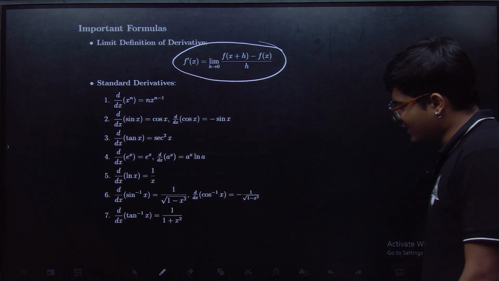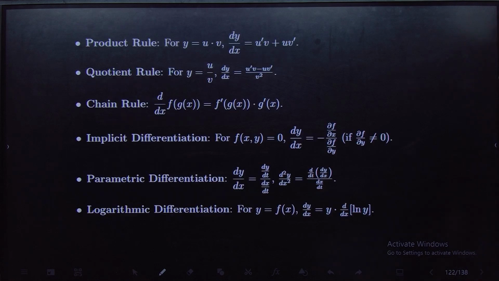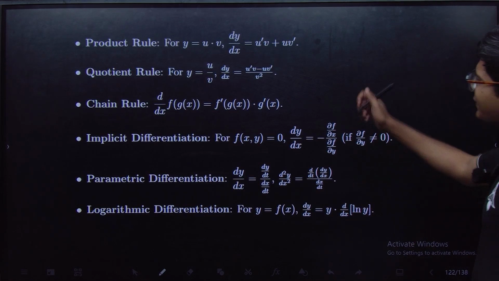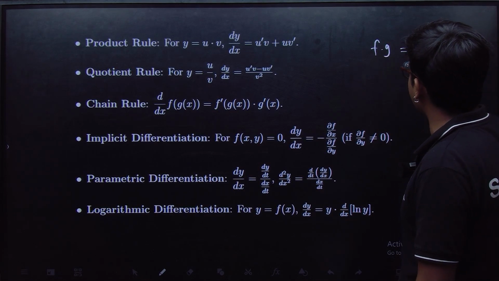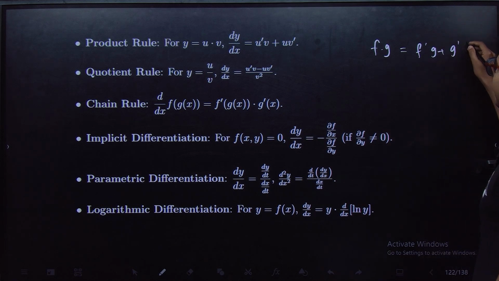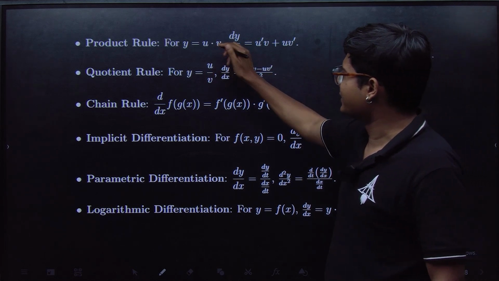Derivative of tan inverse x is 1 by root over 1 plus x square. Product rule, we have seen this, right? If you have two functions f and g, then the derivative is going to be f prime g plus g prime f, right? Okay. Quotient rule is basically treating the second function as 1 by v, right?